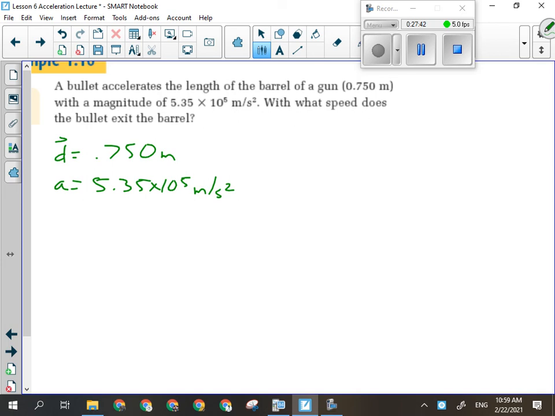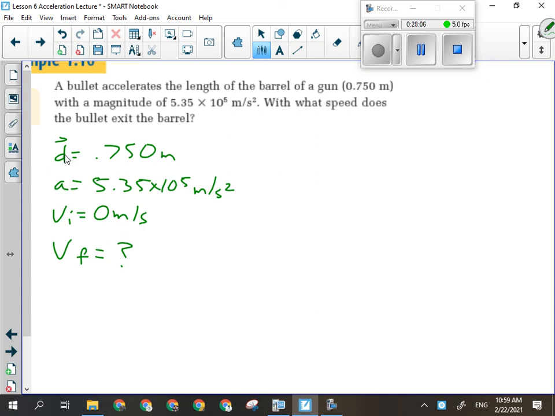All right, so we've got D, we've got A. What else can we assume? If the gun is being held and the trigger hasn't been pulled, how fast is the bullet going? 0. So we have to assume here that VI is going to be 0 meters per second. We are looking for the speed the bullet will exit the barrel at.